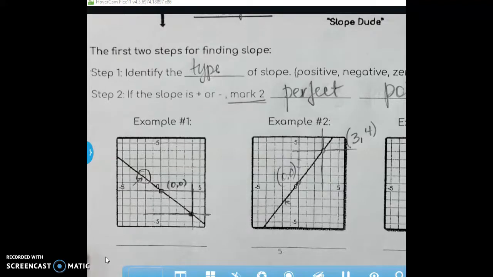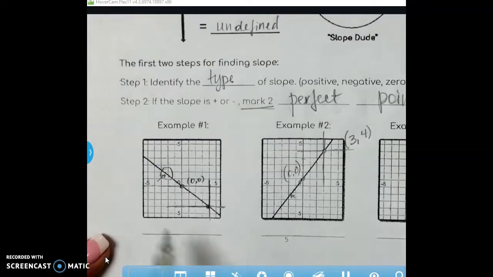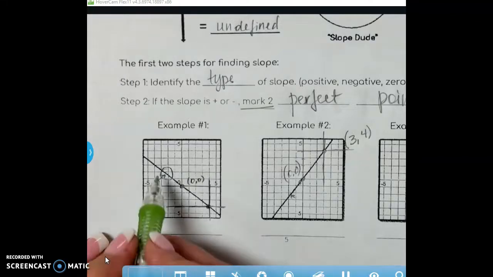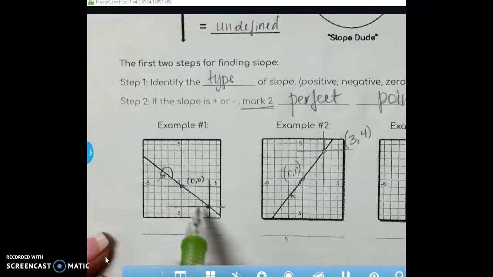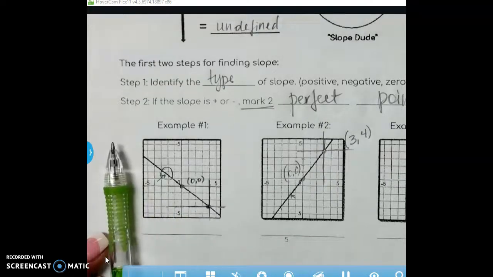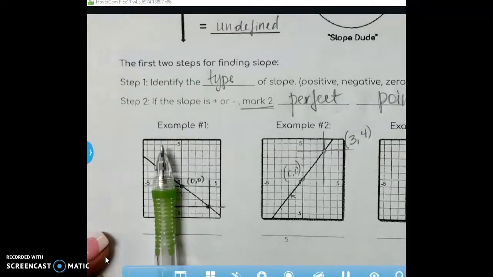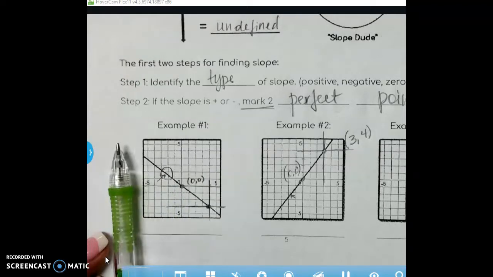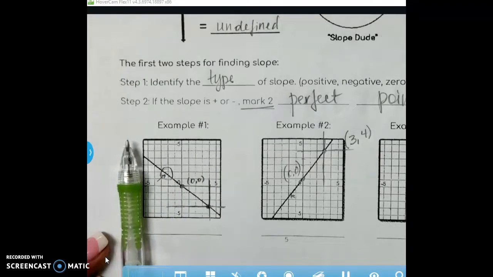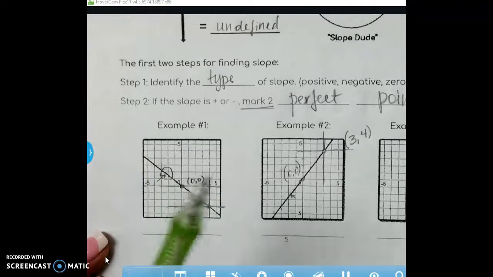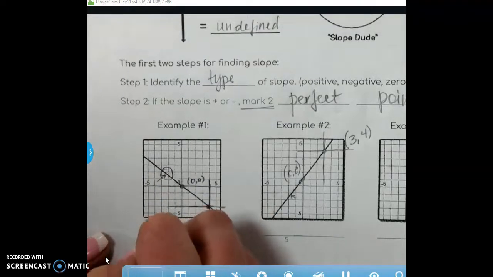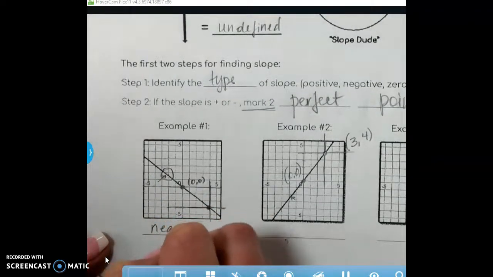Before we move on to your last example, just to make sure that we're practicing our types of slope, this particular graph is falling from left to right. Again, how can I tell? When I am moving my line, it is falling from left to right. It's not rising, it's actually falling. So that is going to be my negative slope.